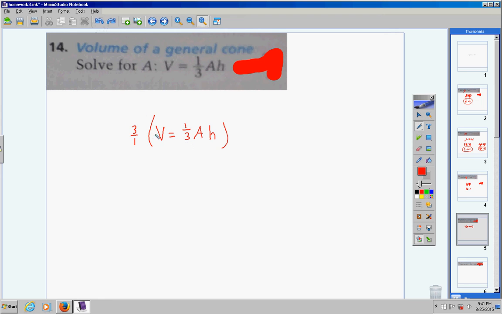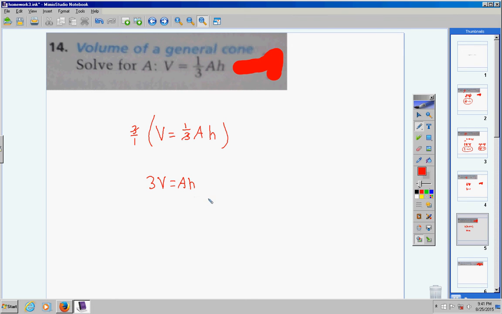So we take 3 times V, and then we take 3 times this term. 3 over 1 times 1 over 3. Your 3's would cancel, leaving you with 1 A H. You do not need the 1. Please don't put that 1. It's definitely a waste of time. So we're just going to put A H. Alright? Now moving on to step 2. Simplify both sides. Nothing I can do.